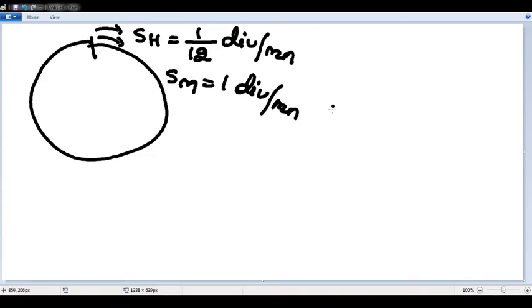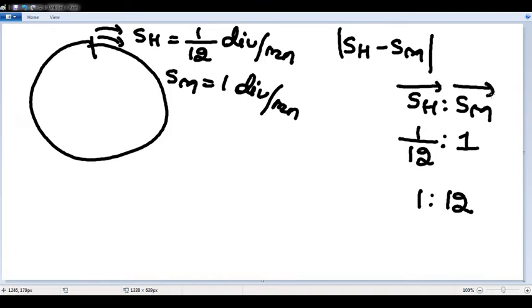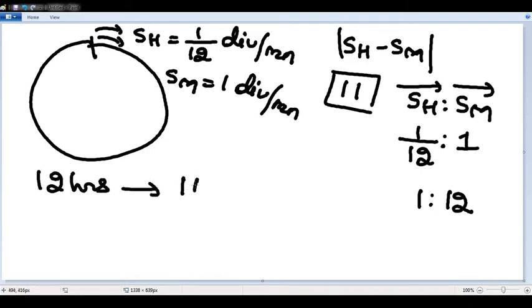If both are moving in the same direction, the number of distinct meeting points is given by S1 minus S2. Both are in their simplest form. So this is 1 by 12 is to 1, which is nothing but 1 is to 12. Both are moving in the same direction, so 12 minus 1 will be 11. That is the reason in 12 hours, both the hands of a clock will meet 11 times.